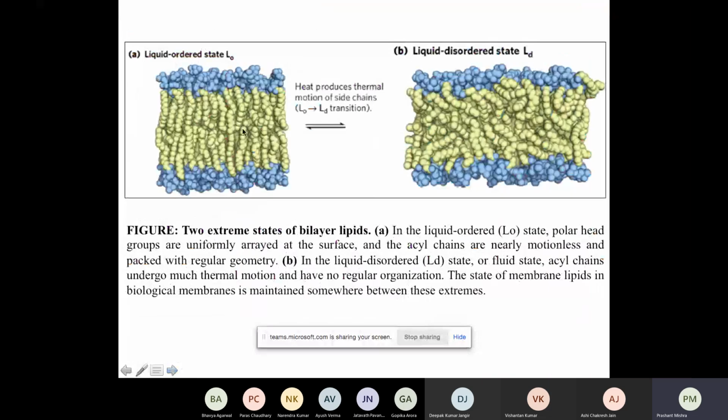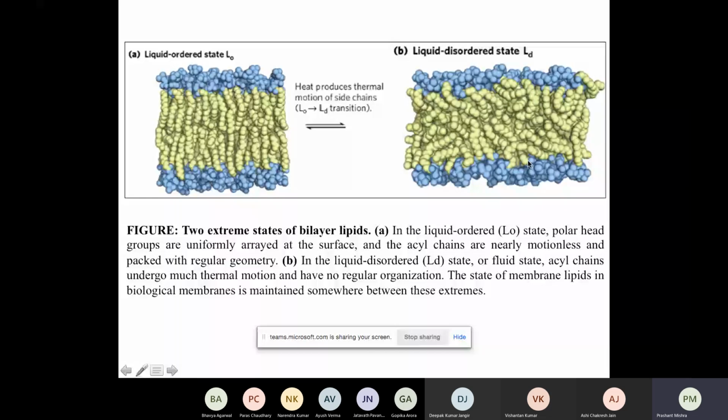Now, this is just giving you an example of how ordered and disordered structures look, and how heat gives this transition. So these are two extreme states of bilayer lipid. First one is a liquid ordered state, and this is the liquid disordered state.